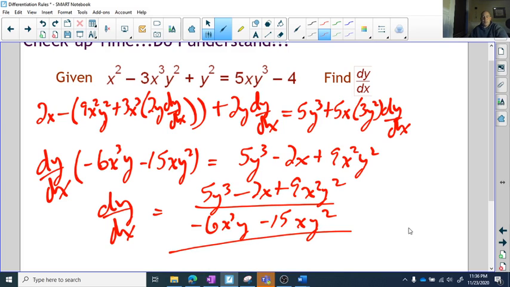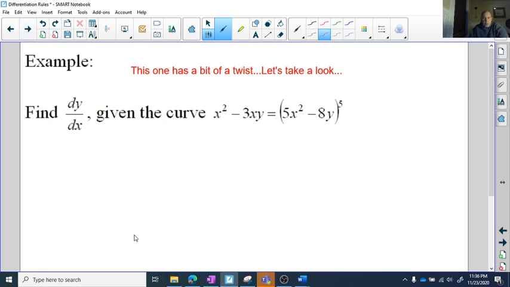There you have it, implicit differentiation. Okay, I got a couple with a little twist to them just so that we're ready for it in case we run into it. So the first one with the twist is when you've got a chain rule. So we'll see how we manage that. Let's see what we do with this.